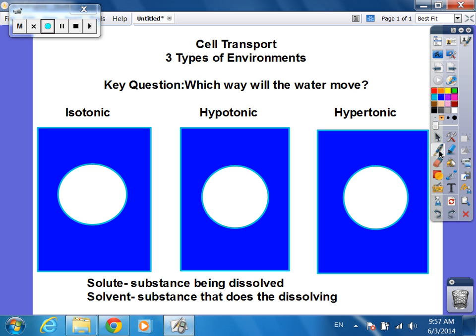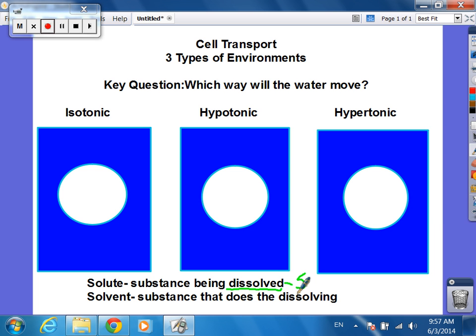Okay, so we're going to talk about cell transport. We first need to go over a couple definitions. The first definition is when we talk about the solute, we're talking about the substance that is being dissolved. So in this case, we could be talking about salt or sugar or some other substance that might be dissolved in the surroundings of the cells. And then we'll talk about the solvent, which is a substance that does the dissolving. So in this case, we'll talk about water.